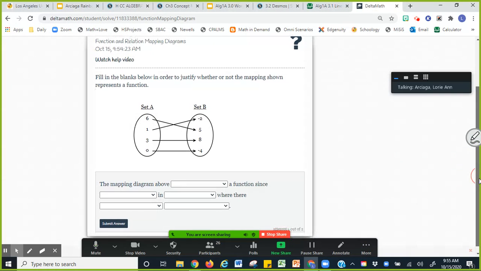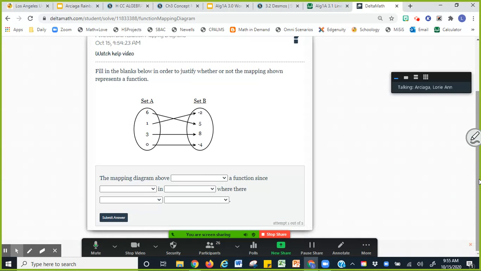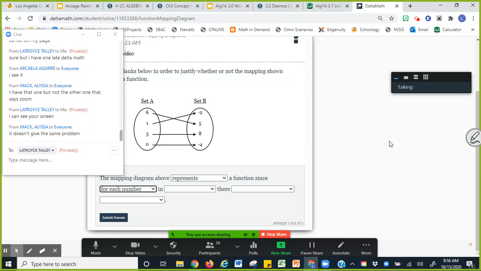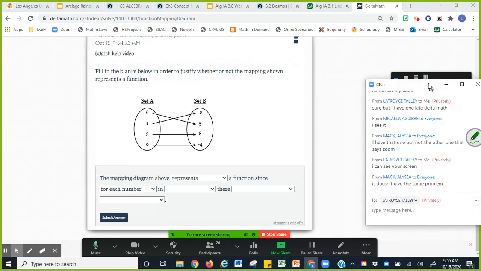But anyway, so fill in the blanks below in order to justify whether or not the mapping shown represents a function. So, for example, here, what do you think is being shown? For every x number, there's only one y number, right? So in this case, the mapping diagram represents a function since for each number, it doesn't give the same problem.